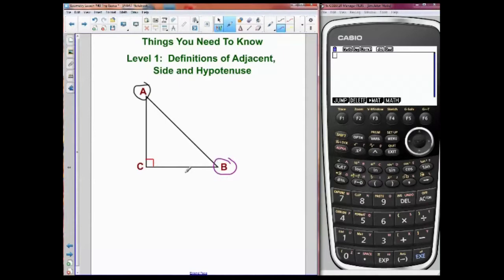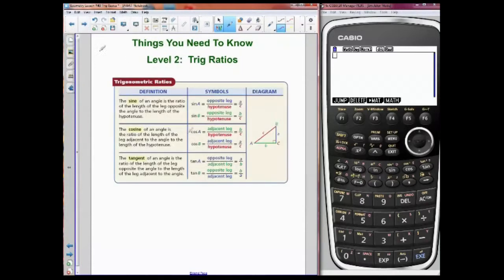The only two sides that touch an angle when we're talking about a specific angle is the adjacent and the hypotenuse. The opposite never touches the angle, so the opposite of B is right here. The opposite of A is over here. The adjacent of A is this side here. And the adjacent of B is this one here. You need to know these things before you can progress. So study this, and then you can go to the next level.